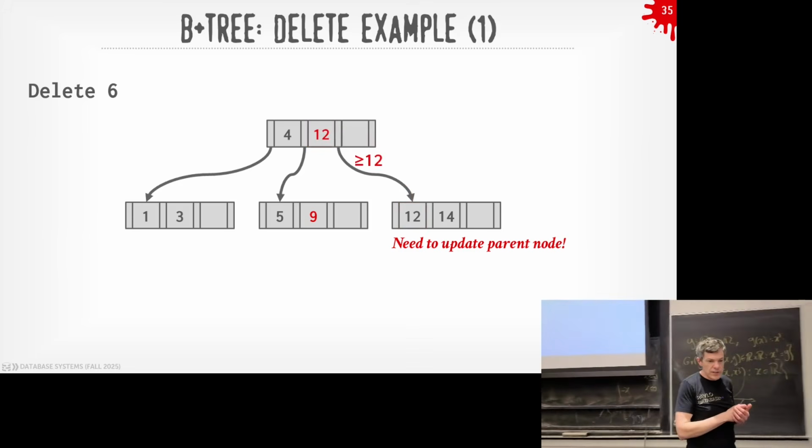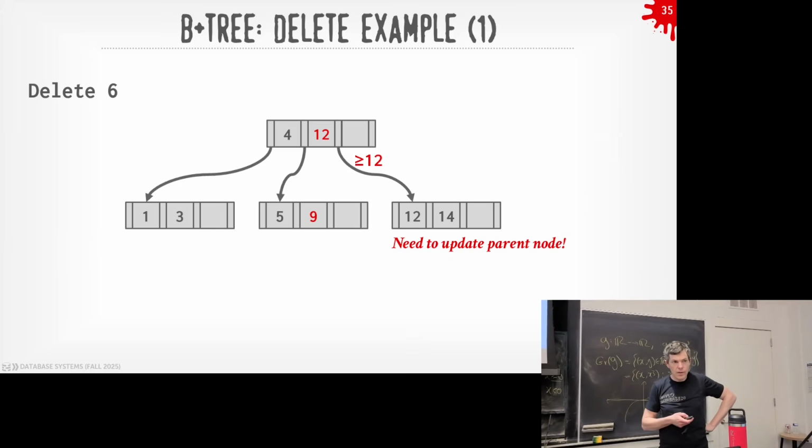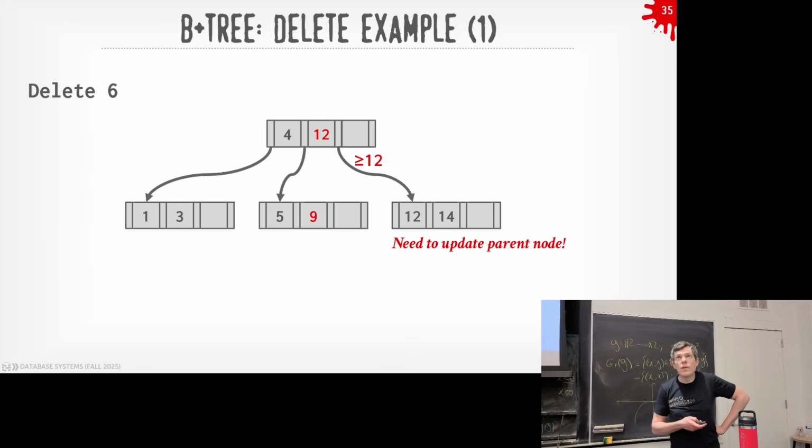And now our tree is considered correct. Yes? In a production system, if you're going to do something like this, would you store metadata about the number of children and the number of entries in the leaf nodes, or would you just scan over for a count? Oh, production system. Sorry.